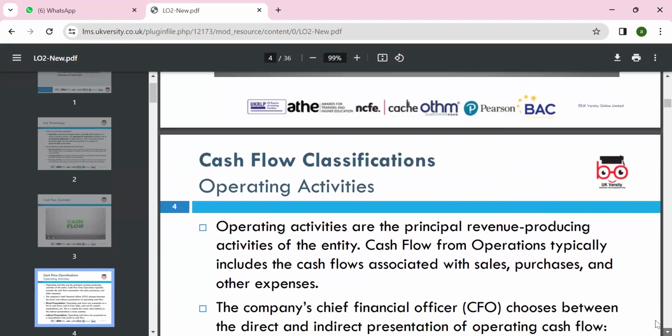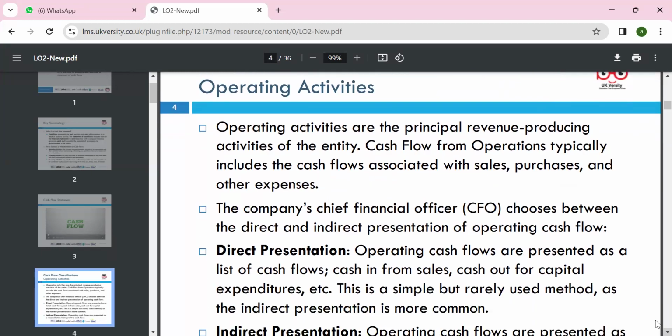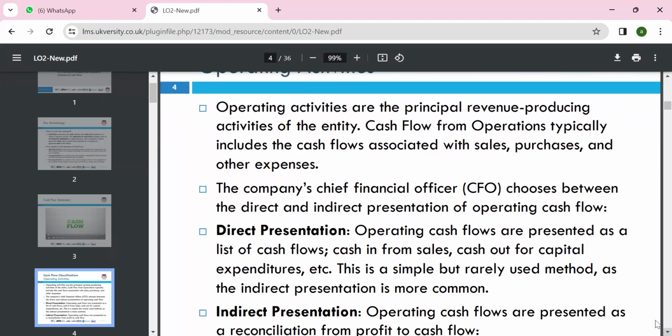As we watched in the cash flow videos, operating activities are the principal revenue-producing activities of the entity. Cash flow from operating activities typically includes the cash flow associated with sales, purchases, and other expenses. The CEO, the chief executive officer, or the director of finance can choose direct or indirect presentation of the cash flow. These are the two methods of preparing. Direct presentation lists the cash flow: cash in from sales, cash out for capital expenditure. This is simple but rarely used. Indirect presentation is more common.